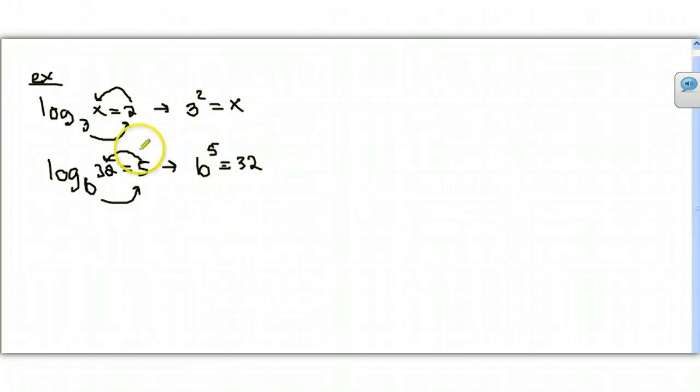So that's one section, it tells you how to do that. Then you got another section, well, you're going in reverse. They're going to give you 2 to the 3rd equal to 8, something like that. They want you to take an exponential and change it to a logarithm. So we're going in reverse.